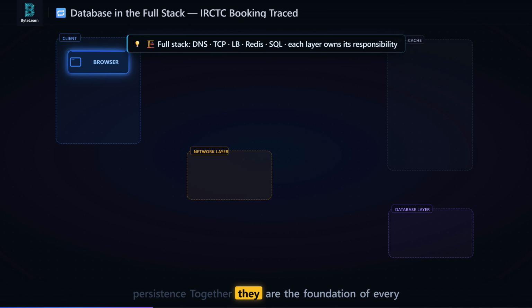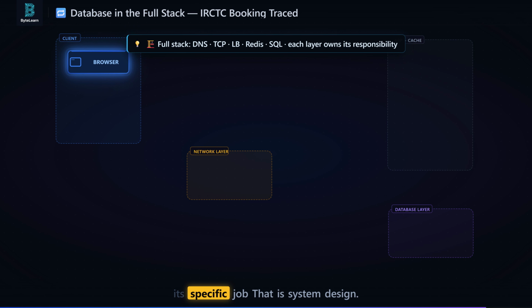DNS found the server. TCP connected reliably. The load balancer distributed the load. Redis cached the seat search. SQL guaranteed the booking was atomic and durable. Every layer doing its specific job.